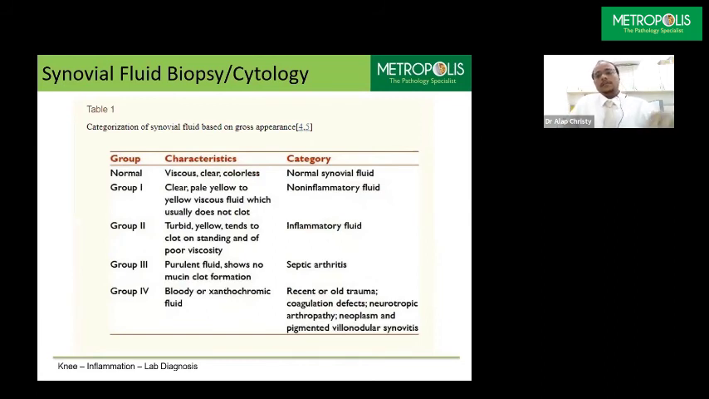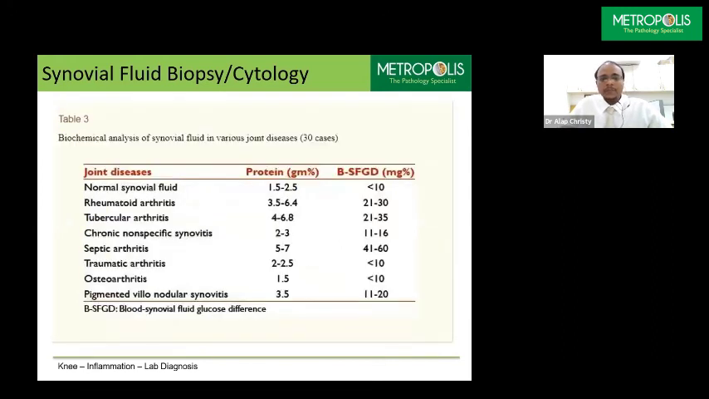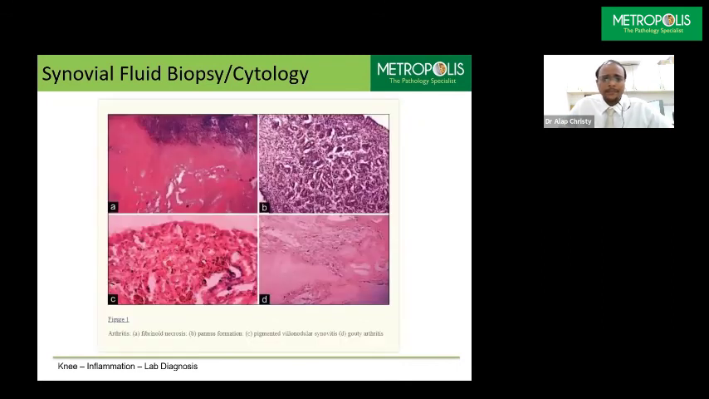Another is definitely the gross appearance of synovial fluid: viscous, clear, colorless. That also helps in grouping the different characteristics, and gross appearance will help in diagnosis of different arthritis. Proteins also help in differential diagnosis. Normal synovial fluid will have around 1.5 to 2. In traumatic arthritis, it becomes 2 to 2.5. It's very high in septic arthritis, that is 5 to 7. Also in tubercular arthritis, the proteins increase. So it helps in diagnosis there as well.